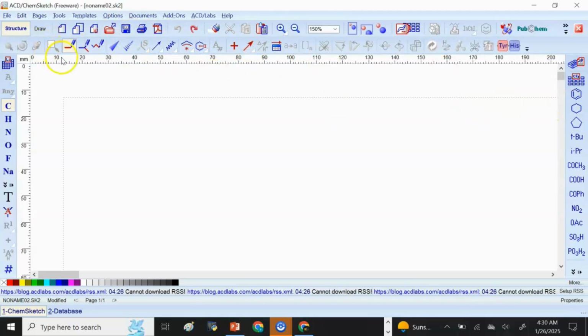So first, you're going to click on this tool right here, draw normal. You're going to pick a benzene ring, a cyclohexane ring actually, because you want to ensure you draw it properly. So you're going to pick a cyclohexane ring.